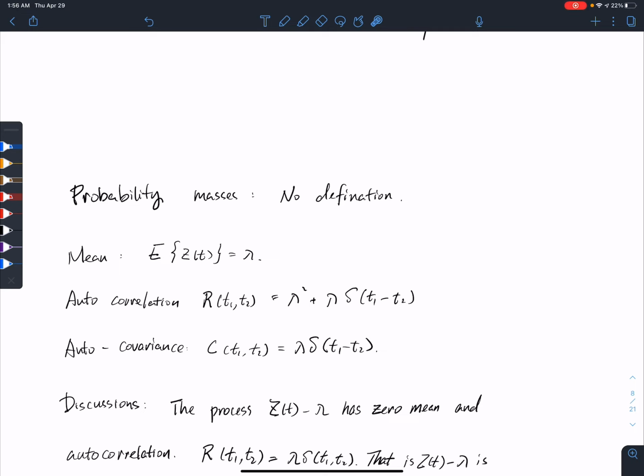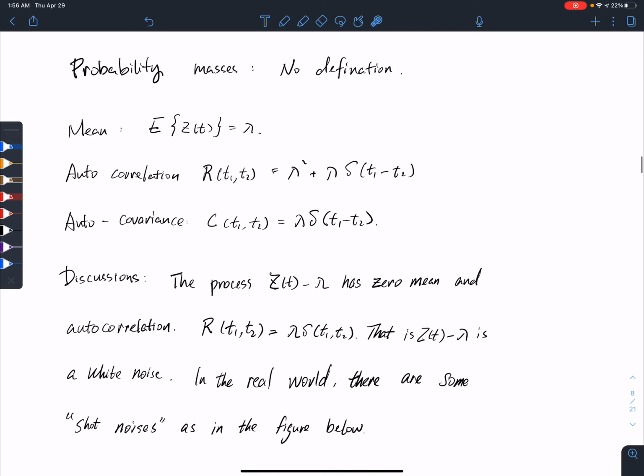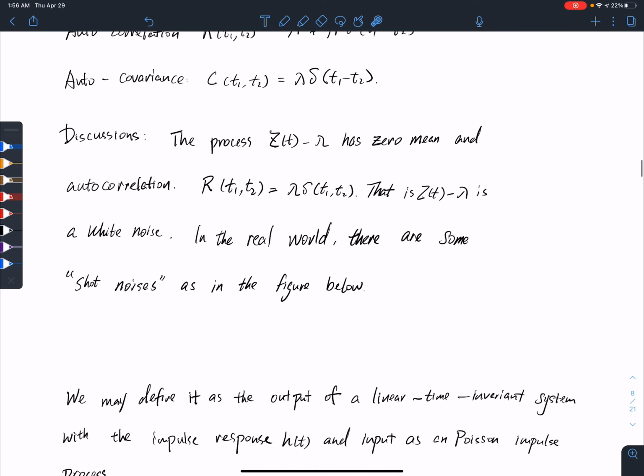The process z(t) minus lambda has 0 mean and autocorrelation equal to lambda delta(t1 minus t2). That is, z(t) minus lambda is white noise. In the real world, there is some shot noise, as in the figure.